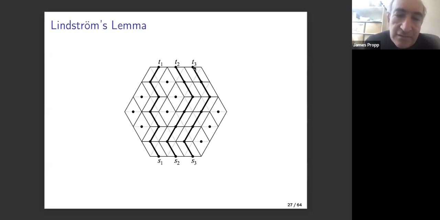So you can reconstruct the tiling from the paths. The paths tell you where to lay down these non-vertical lozenges, the ones that have a horizontal side on the bottom and on the top. And then once you put those down, you're forced to place the other lozenges to cover those other dots. So you've lost no information when you replace the tiling by a family of non-intersecting lattice paths.